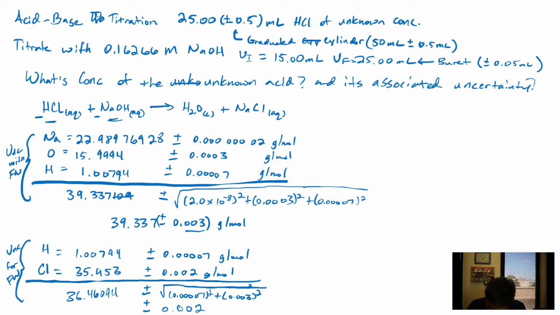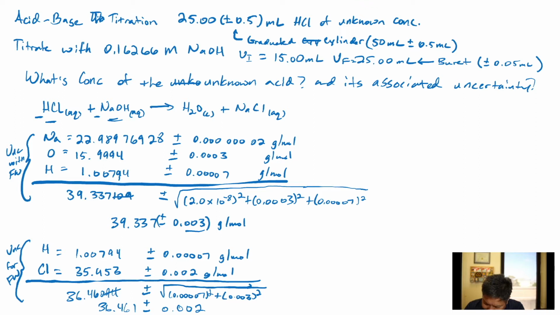Okay, 0, 2. So 3 digits there, so 3 digits here. So we just report this as 36.461, right? 36.461. 9 rounds to 0, up to 1. So that's good. That's our first step, right?